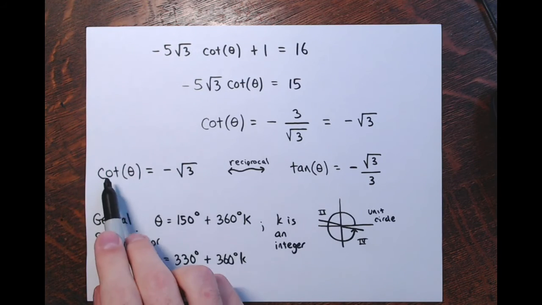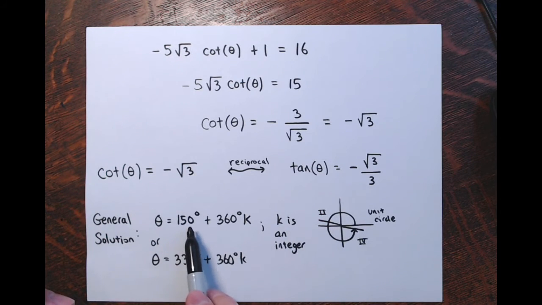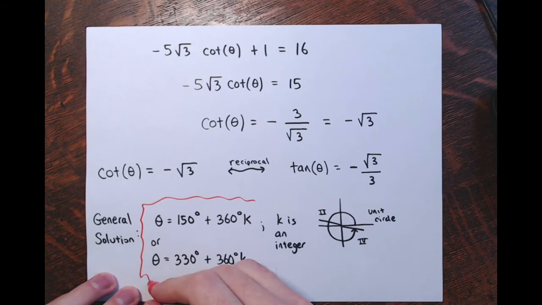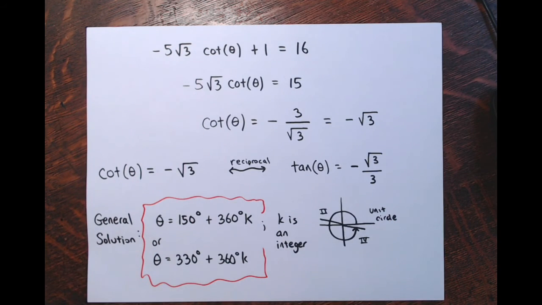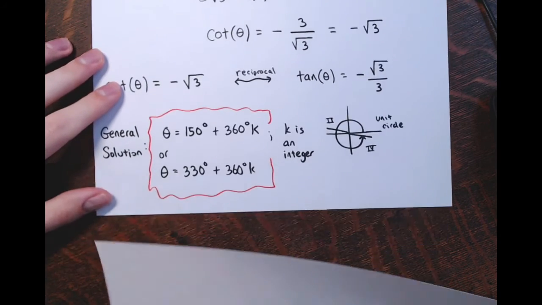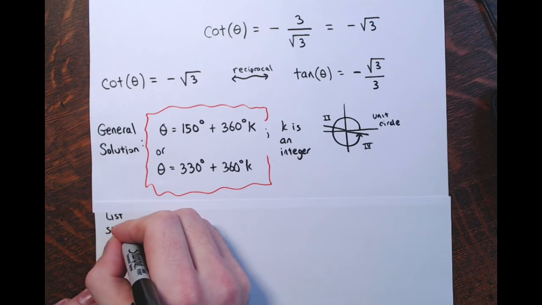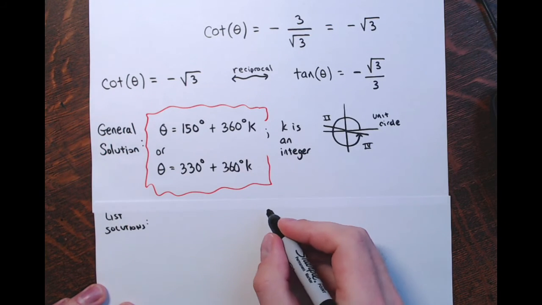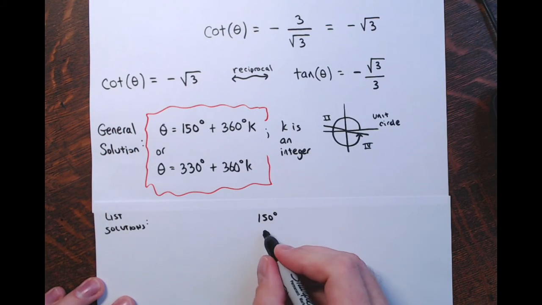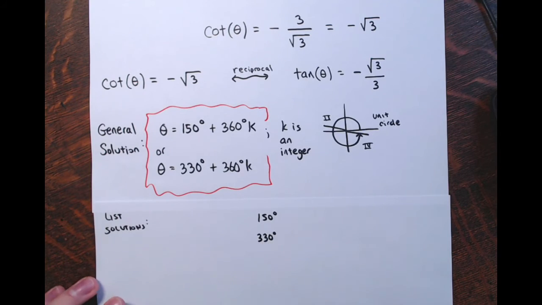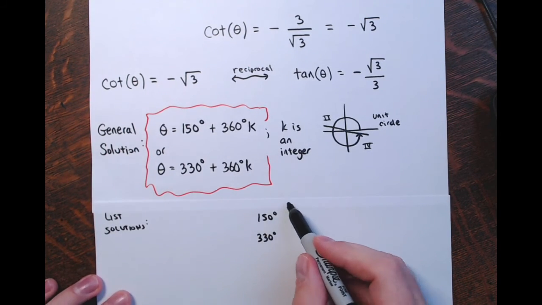Now, like I said before, for the cotangent and tangent, you could have just had 150 plus any multiple of 180 because of the period of tangent and cotangent, but this is fine. This is a description of all the infinitely many solutions to this equation. So I'm going to start listing a bunch, like I like to do, just for different values of k. Now when k equals 0, 150 degrees, 330 degrees. These are solutions.